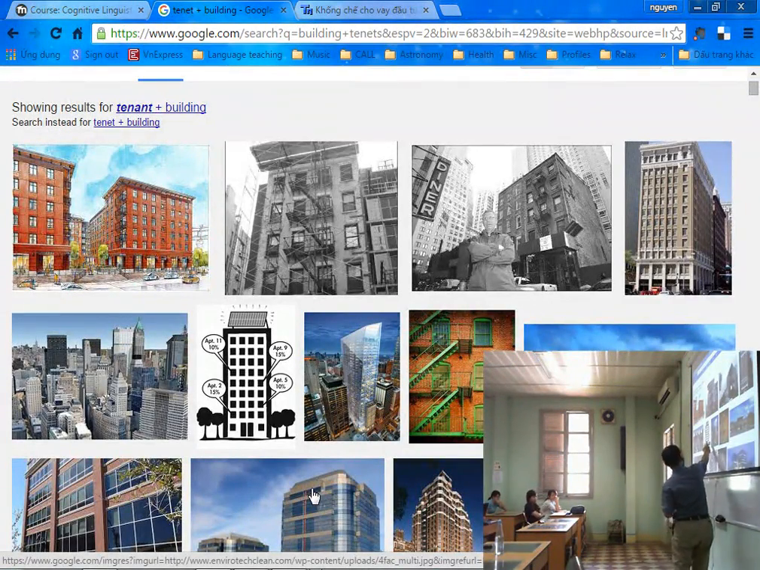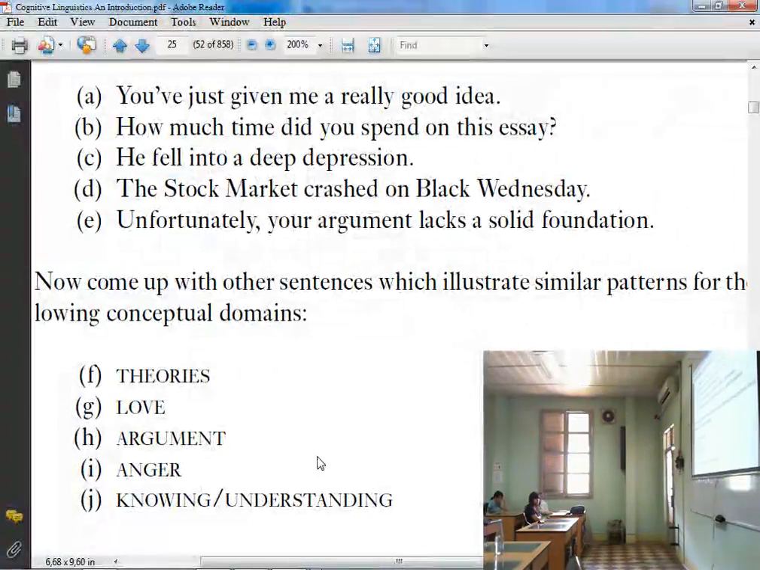You see, tenets actually come from buildings, right? And with this, theories are related to buildings. So I can say the four tenets of cognitive linguistic theory.